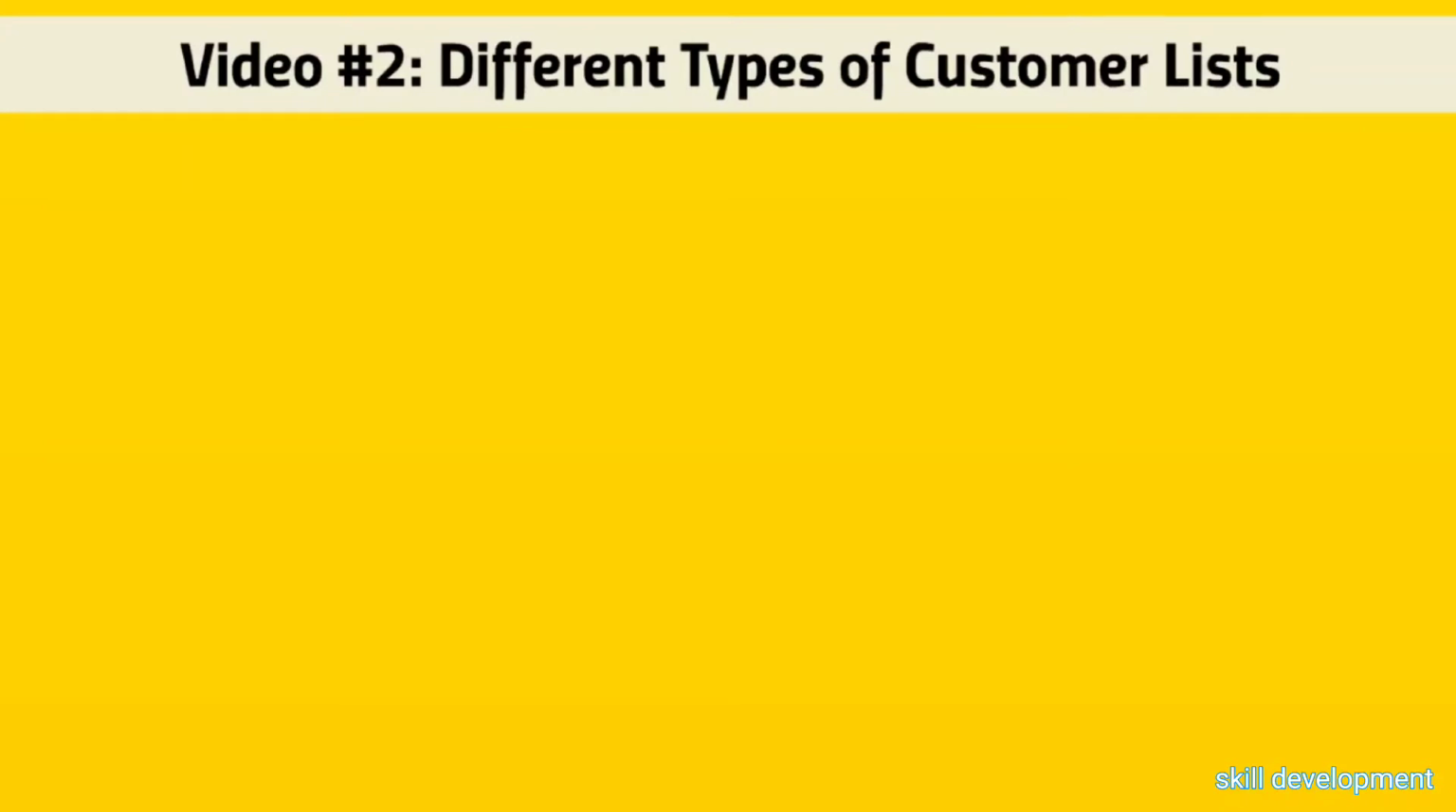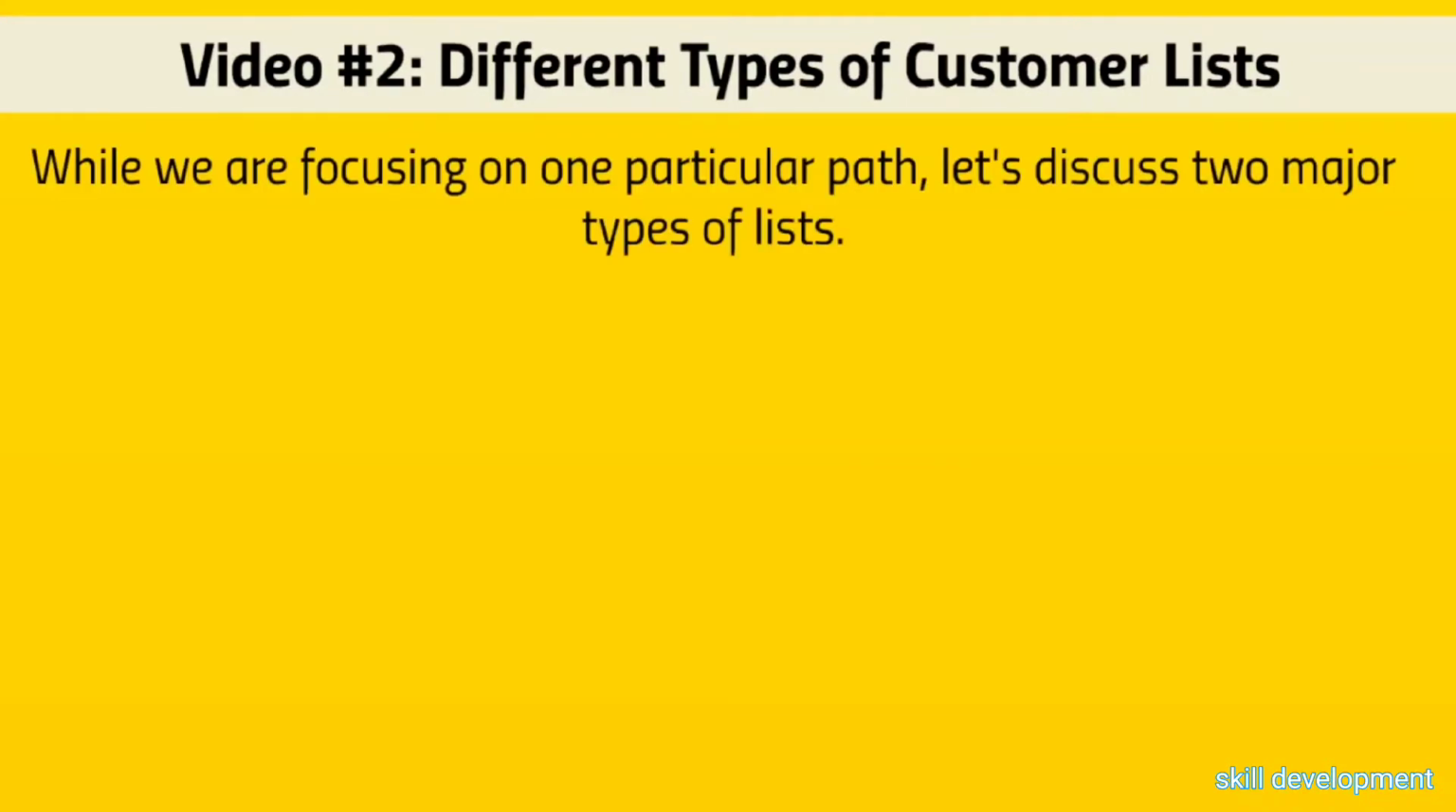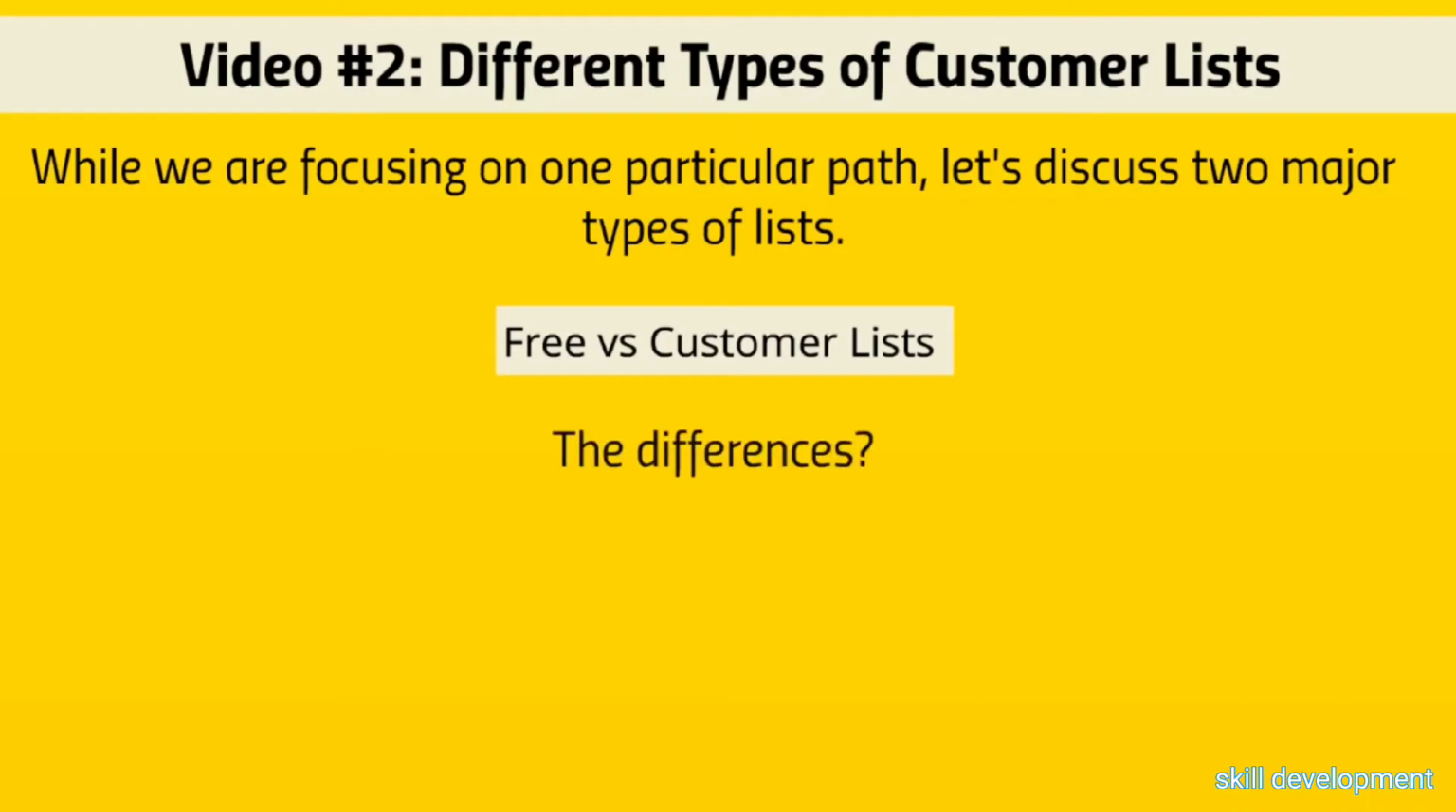Okay, so welcome back. This is video number 2, and we're going to talk about the 2 different types of customer lists. Now, while we're focusing on just one particular path, I really want to talk about 2 major types of lists, because I really want you to get into that mindset of understanding why there are 2 different lists and why we are really focusing on just one particular one. So the 2 major ones are the free list versus the customer list. So a free list, let me explain the differences.